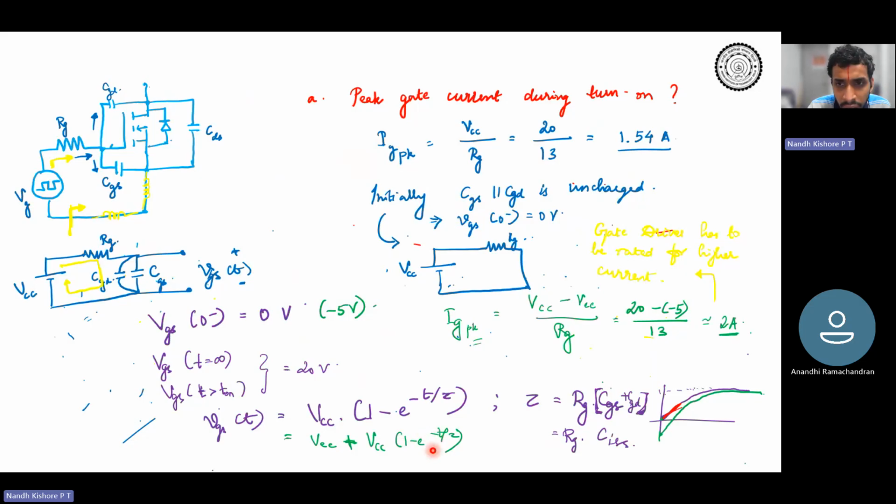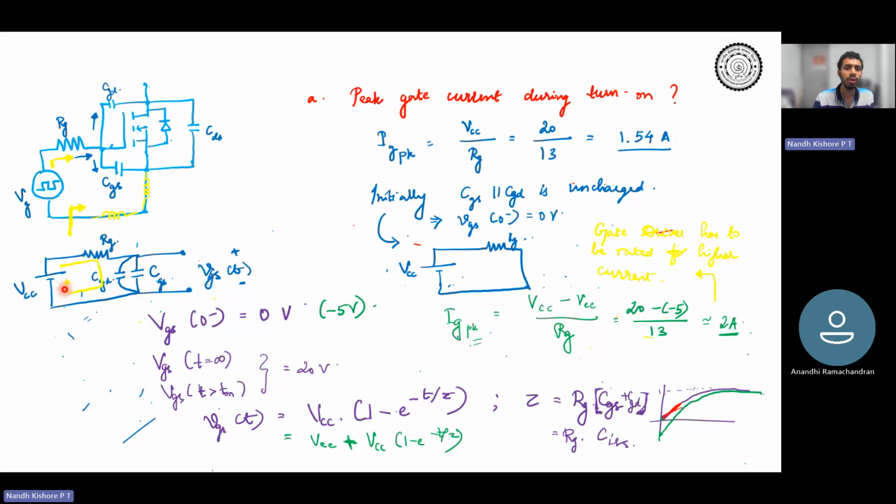So this is your VGS, and this is how the voltage across the capacitor is going to increase. Beyond a long period of time, as time goes on increasing, VGS will get charged up towards VCC. Finally, VGS will be equal to VCC and the current would be zero. Initially the capacitor is uncharged, so there will be maximum current, and as the capacitor gets charged, the current goes on decreasing, and finally when VGS becomes equal to VCC, the current would be zero.